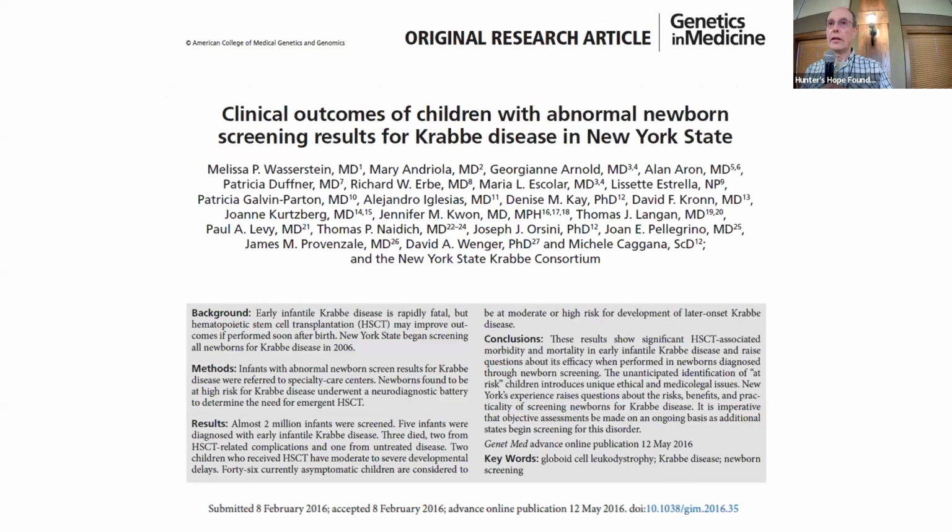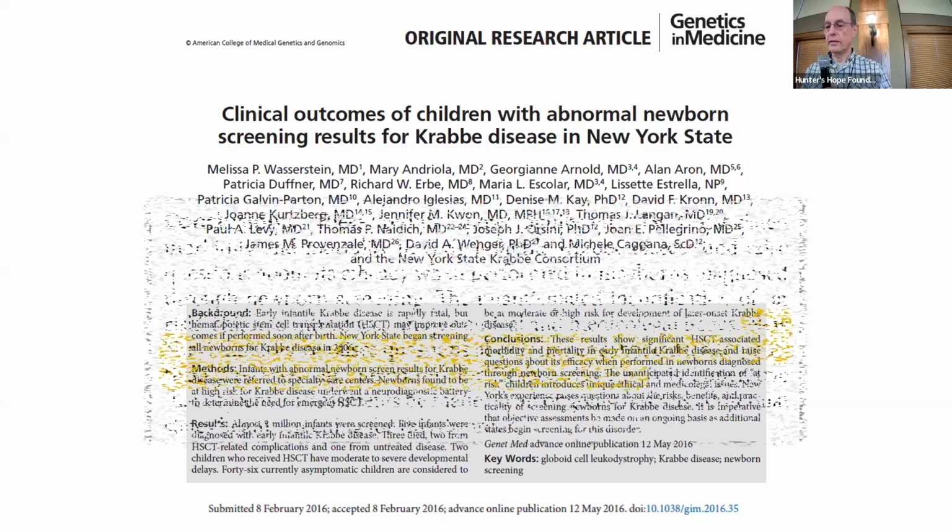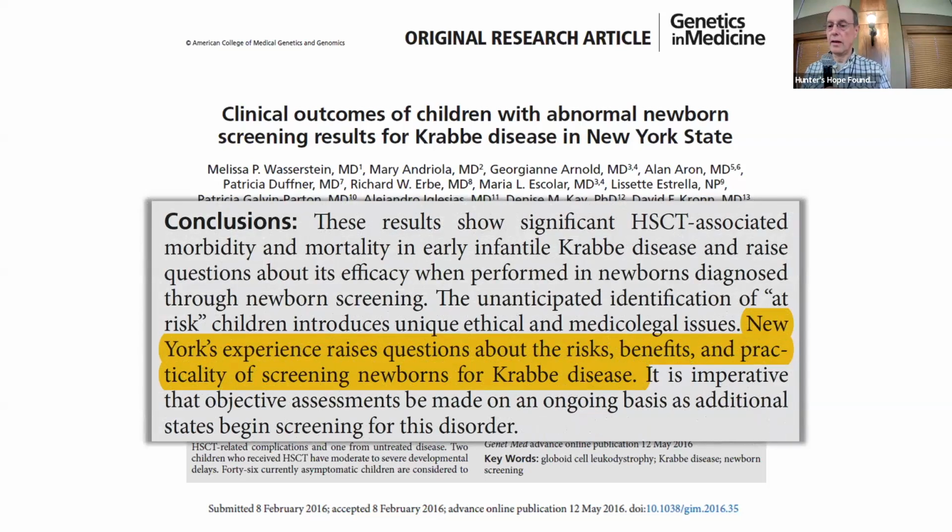Well, after 8 years, they checked how they were doing and published this. There were 2 papers, and this is the one that talks about the clinical outcomes. They were very clear that the New York experience raises some questions about the risk, benefits, and practicality of screening newborns for Krabbe disease. So, kind of indicating that, yes, we identify cases, but it doesn't work as well as we would like, because we do have false positive results, and that is a problem.